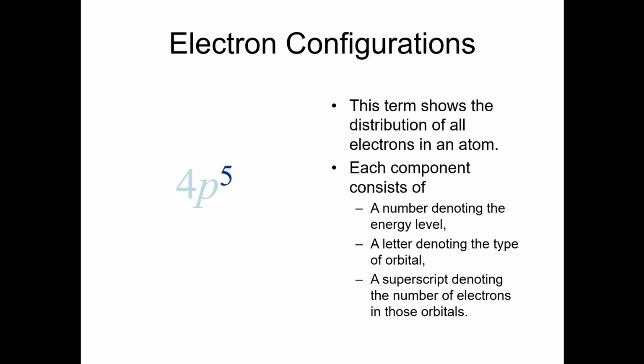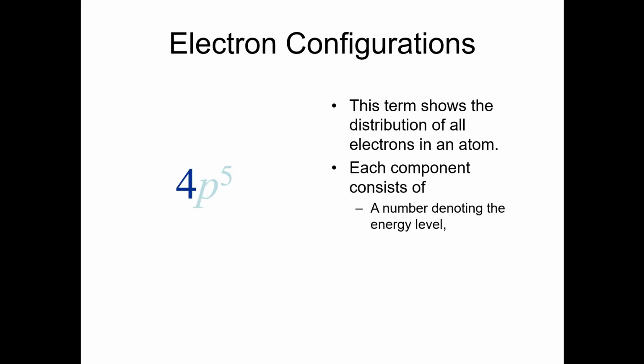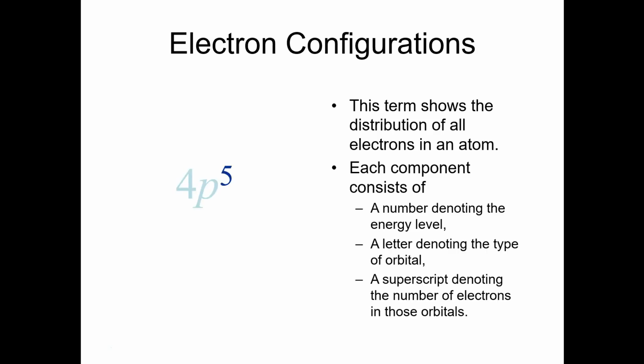I got a little bit thrown off by these slides advancing themselves, so let me just go back and do it again. If I wrote 4p5, what that means is I'm talking about all the electrons that are in the n equals 4, l equals 1, that is p subshell, and that there are 5 of them. Okay, so let's go back and figure out how to populate an orbital energy diagram and then turn that into an electron configuration notation.